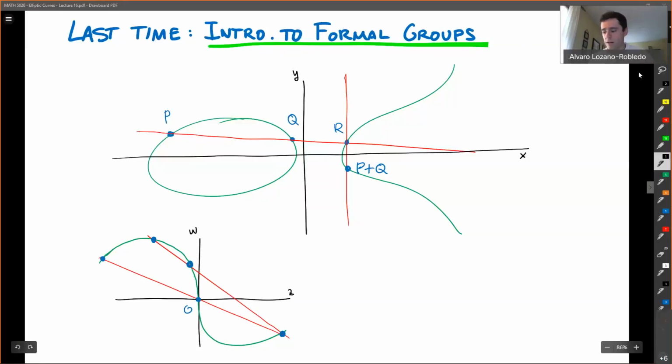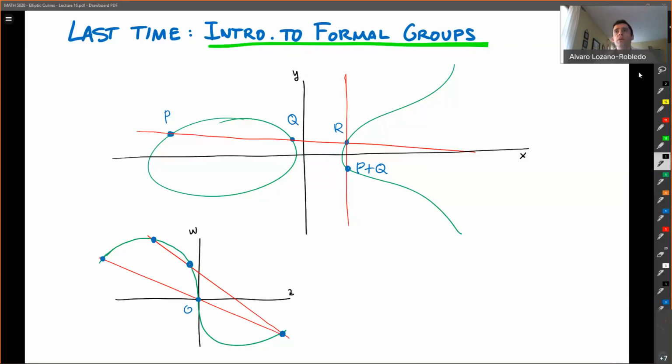Hello, everyone. So today we're going to continue with our introduction to formal groups that we're going to use later on to study the points on an elliptic curve over p-adics, over local fields. But in our case, we're going to be interested in what happens particularly over Q_p.